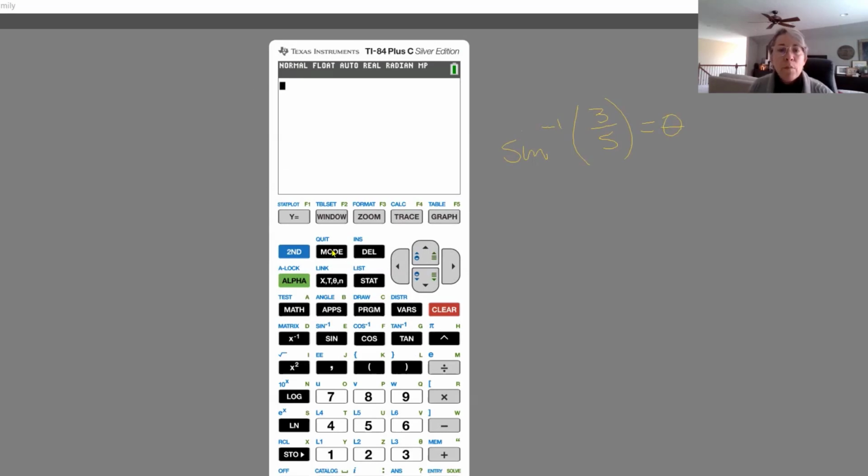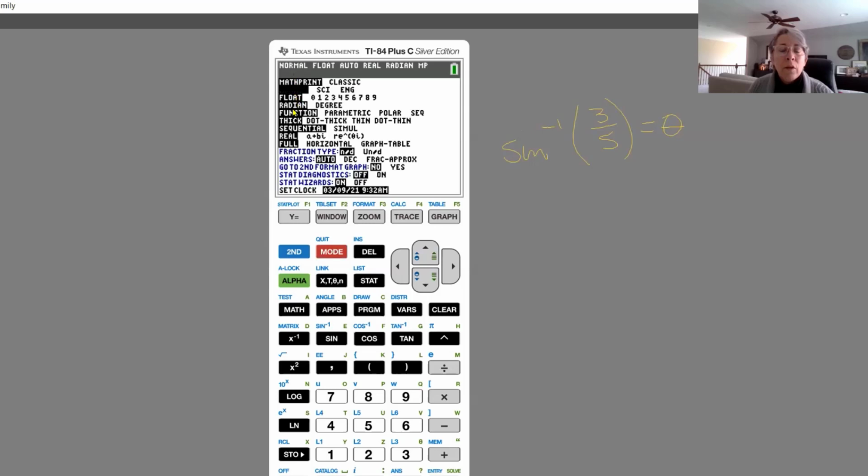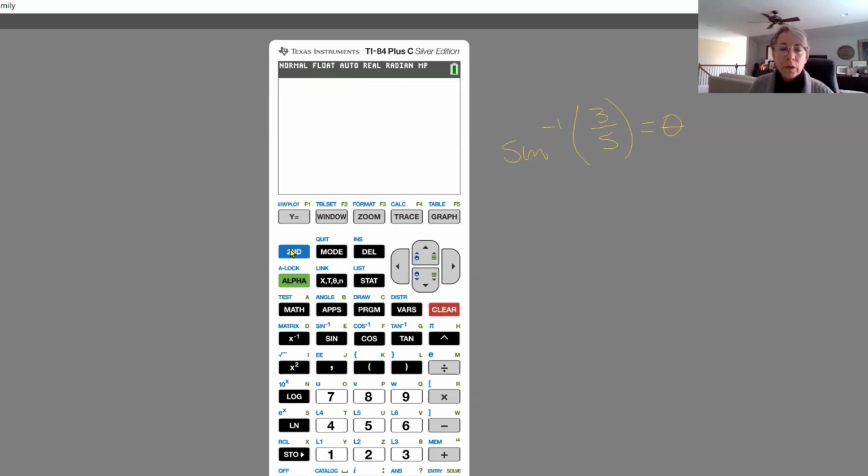All right, so first we want to check to see what mode that we're in. Let's go down here to mode. And look right there on mine, the fourth one down, we are in radians. So let's find the radians first. So we're going to go to second function sine to get the inverse. We're going to take this inverse sine of 3 divided by 5. And so we get theta in radians, 0.6435. And again, those are in radians.